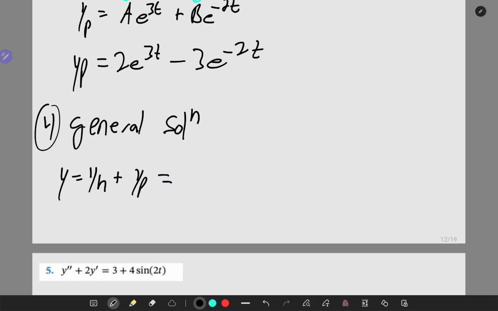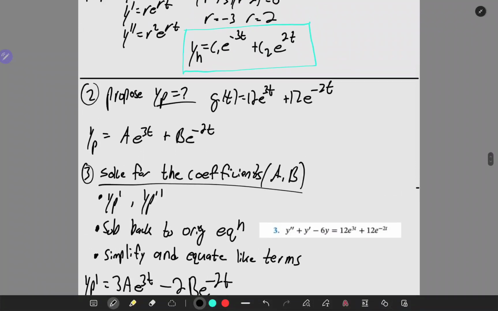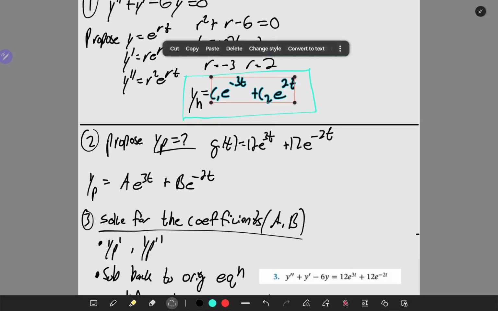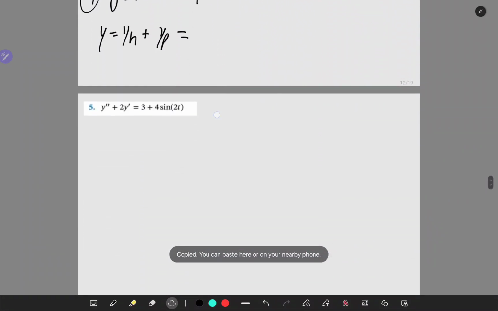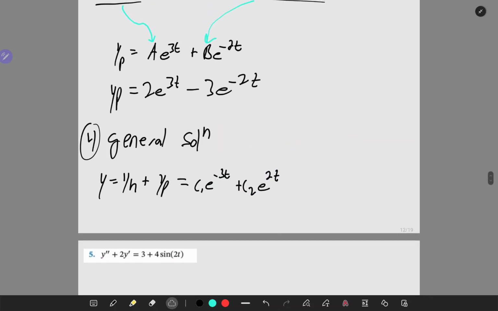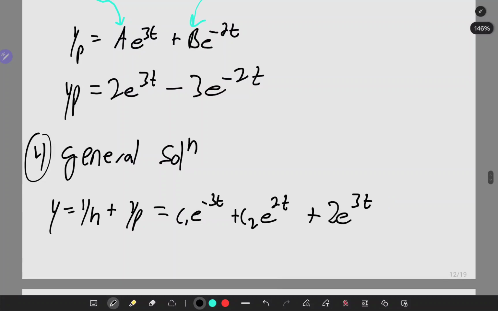So if we add those two together, let me go ahead and copy this. We're going to have c1 e to the minus 3t plus c2 e to the 2t, right? And then plus our y sub p, so plus 2e to the 3t, oops, minus 3e to the minus 2t. So this here would be our final solution.